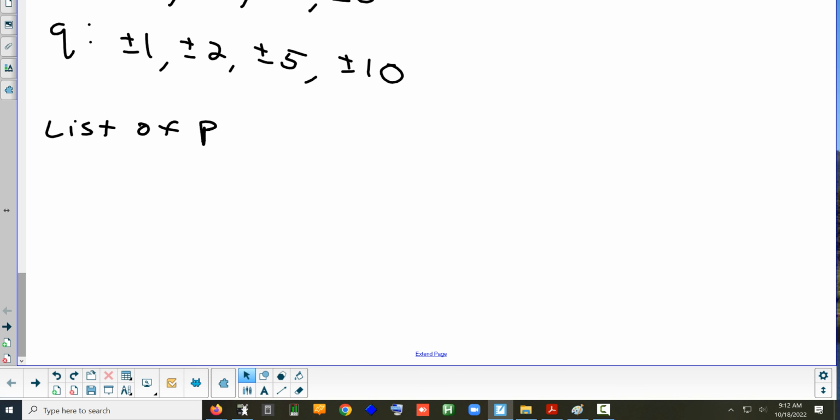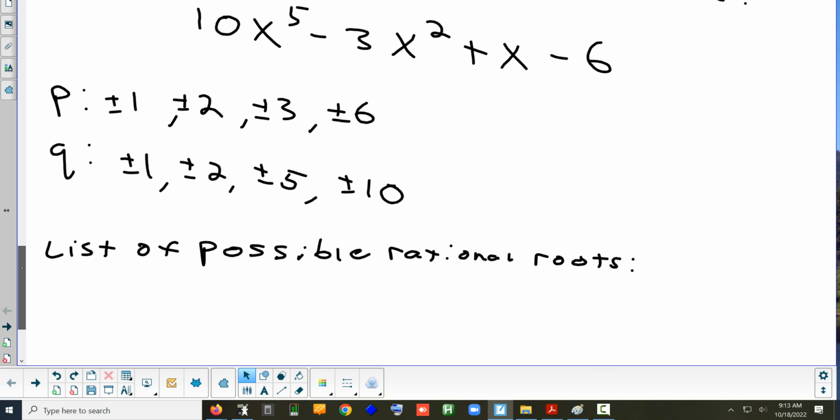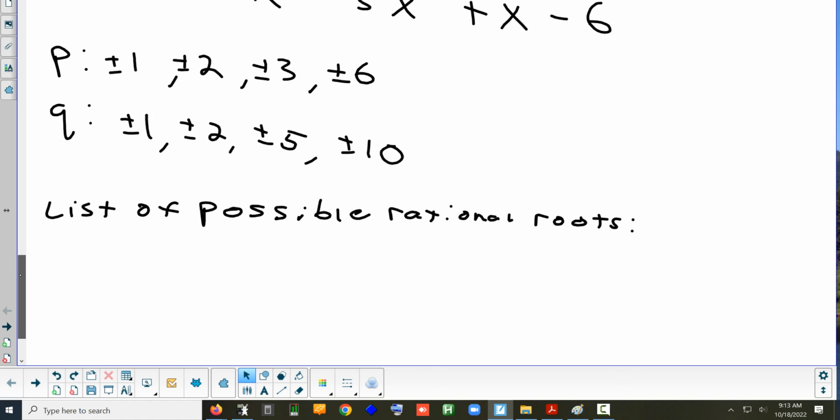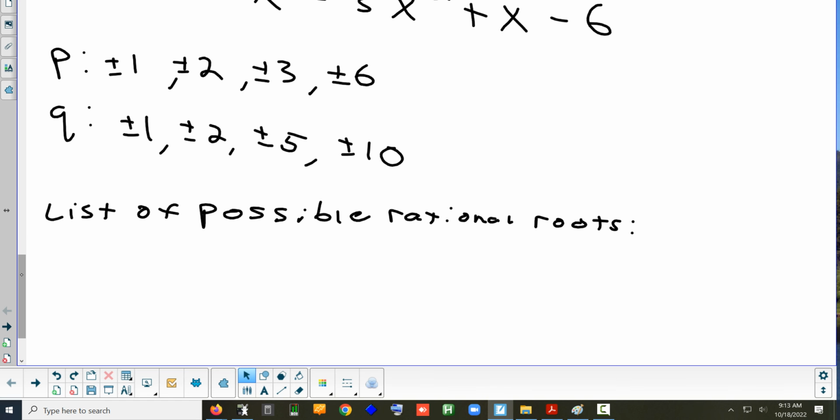It's a list of possible rational roots. The way I list them out, P is a number that's in the top, Q is a number that's in the bottom. Pick a P value and start with that. Let's start with 1. Let's list every single denominator that you could have when 1 is in the top.